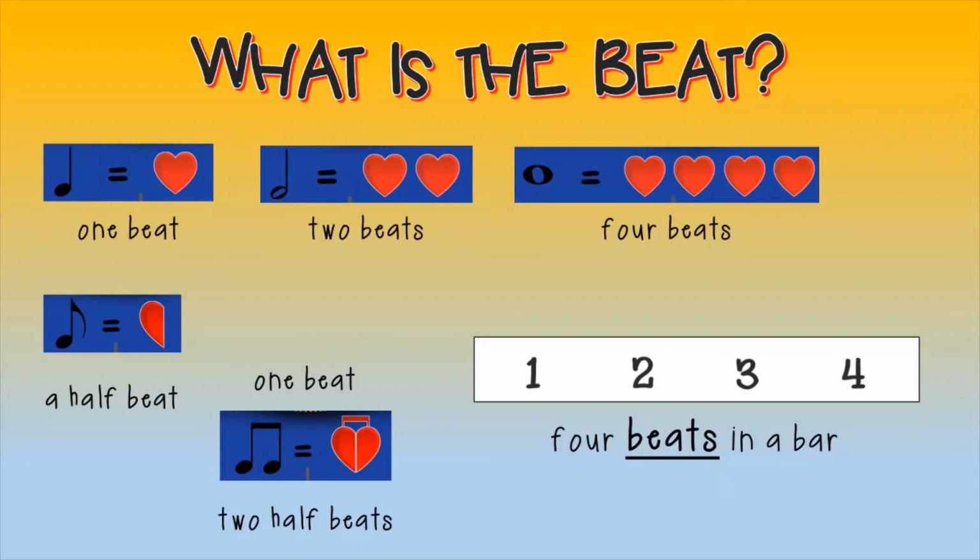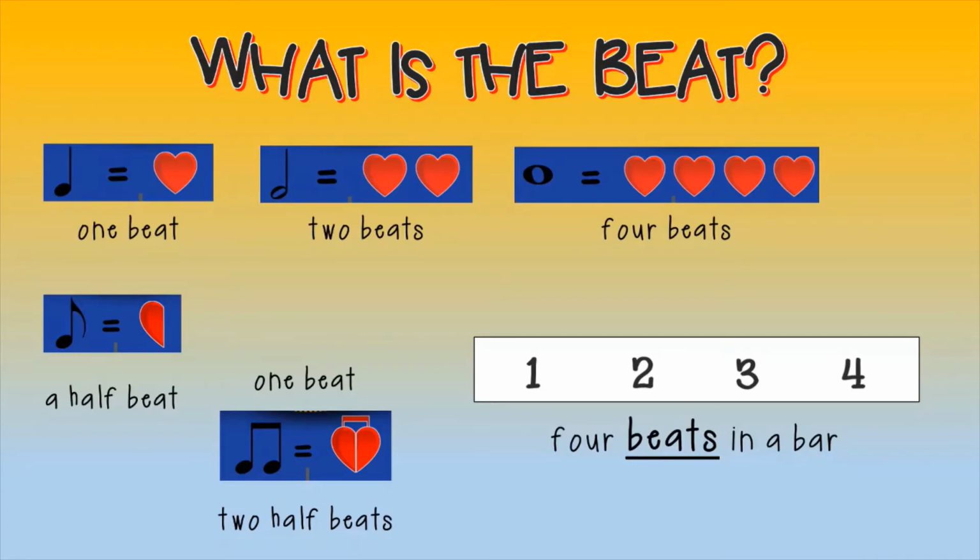An even shorter note is a quaver. That's the little one with the wavy line attached, like a little flag. It's worth half a beat. And if you put two of those together, ta-ta, it makes one beat.